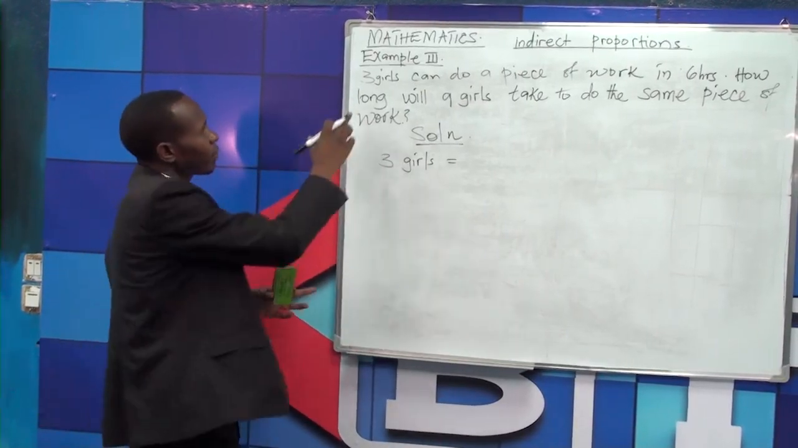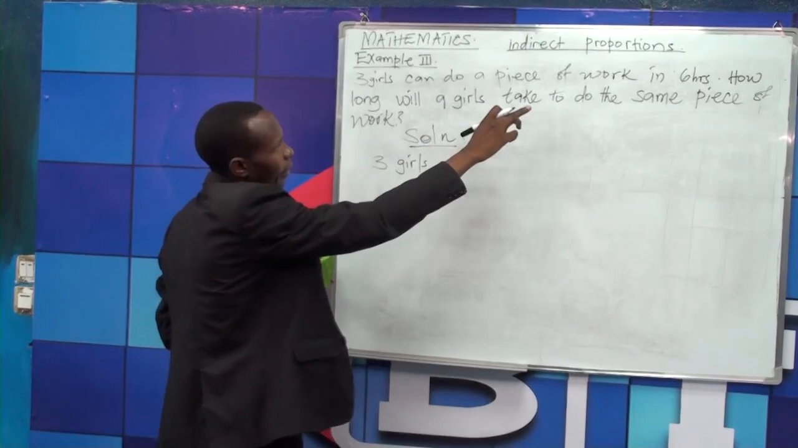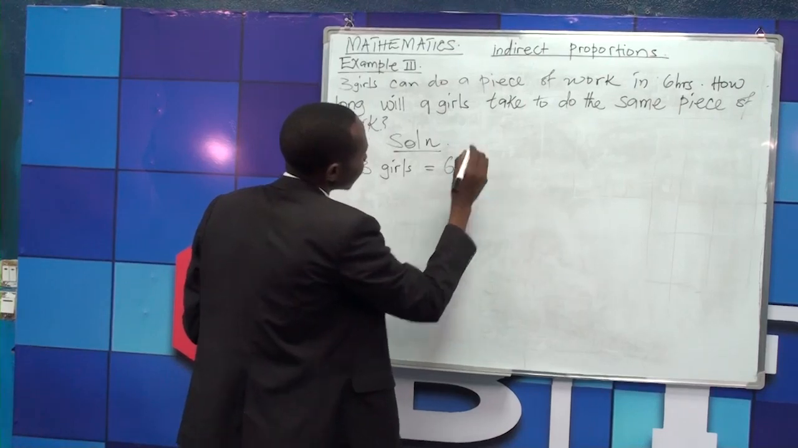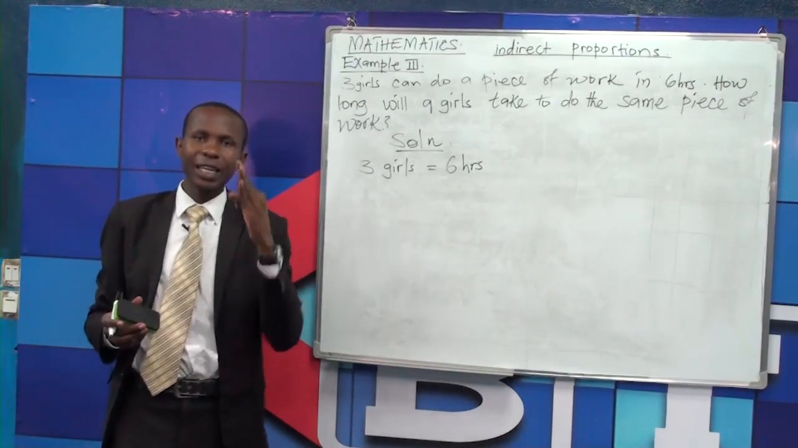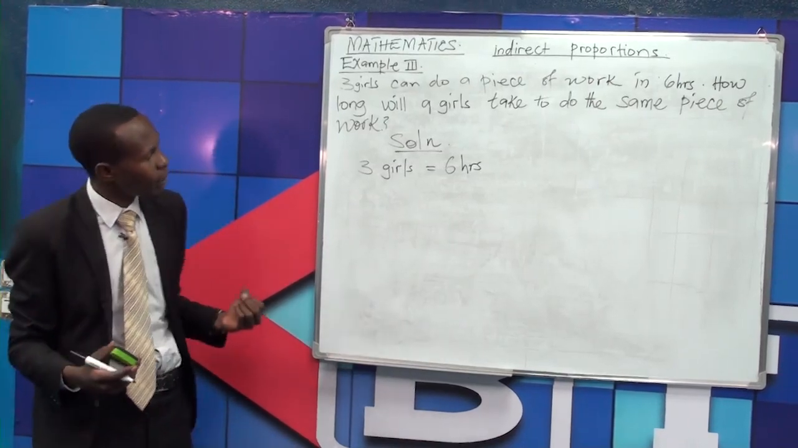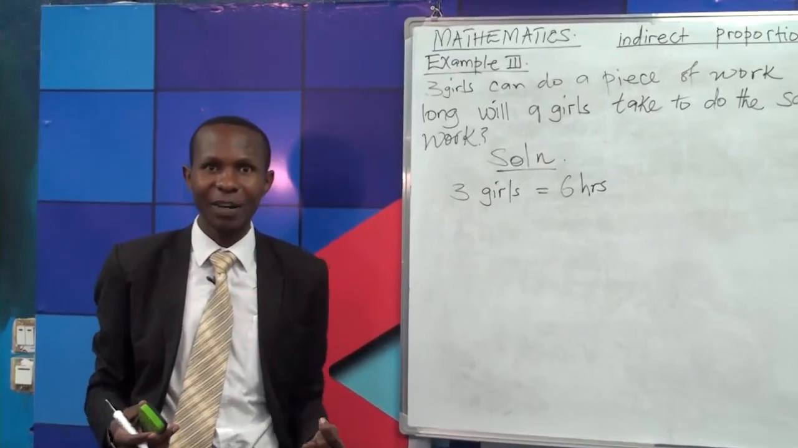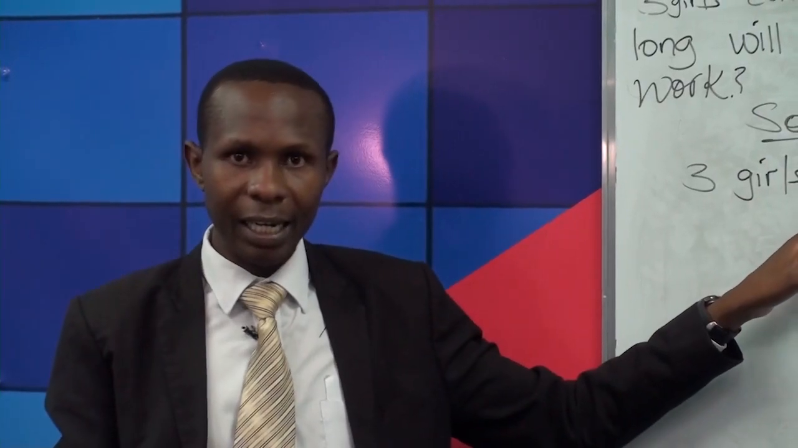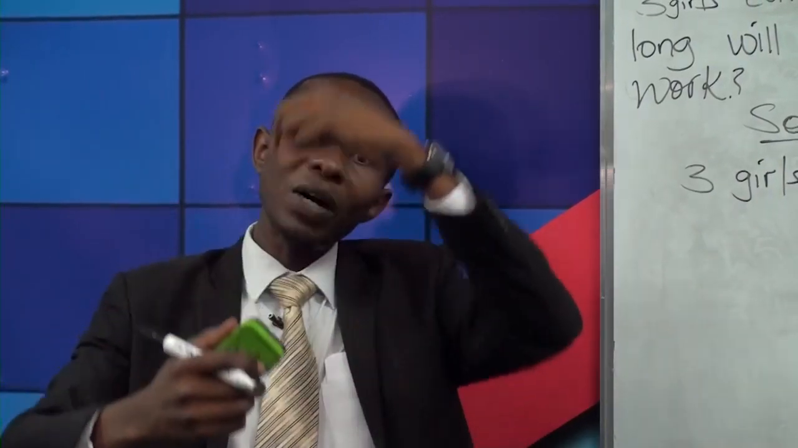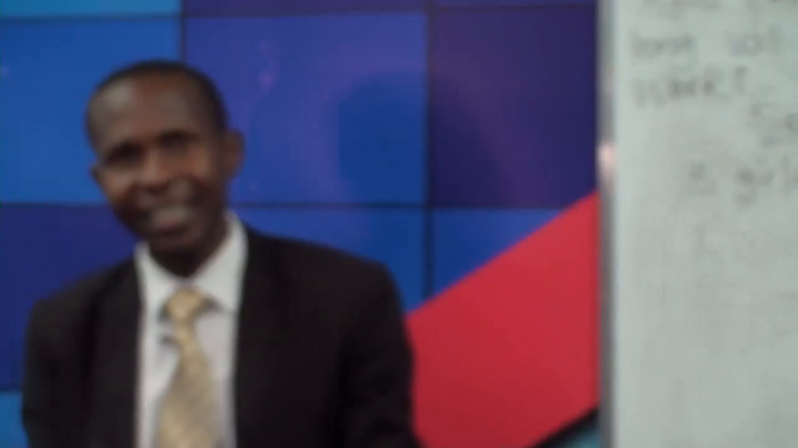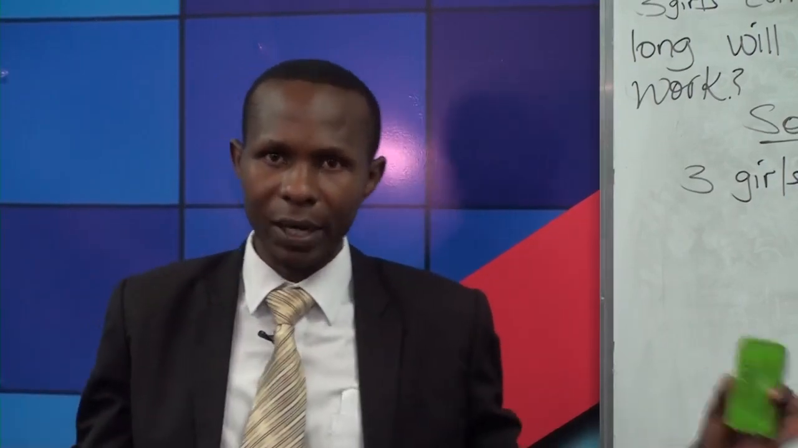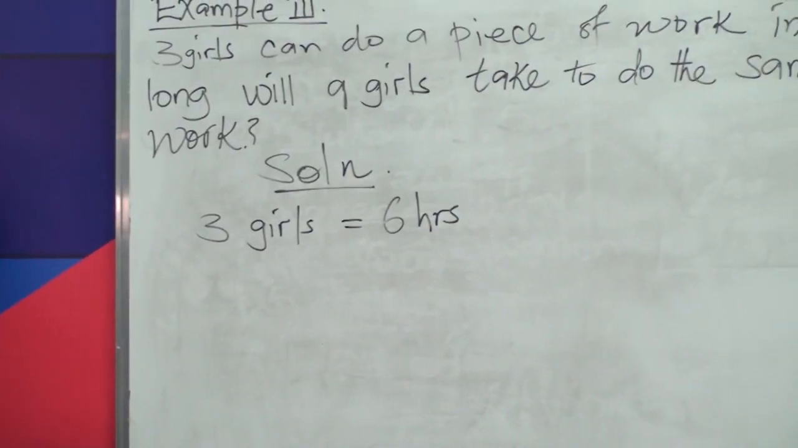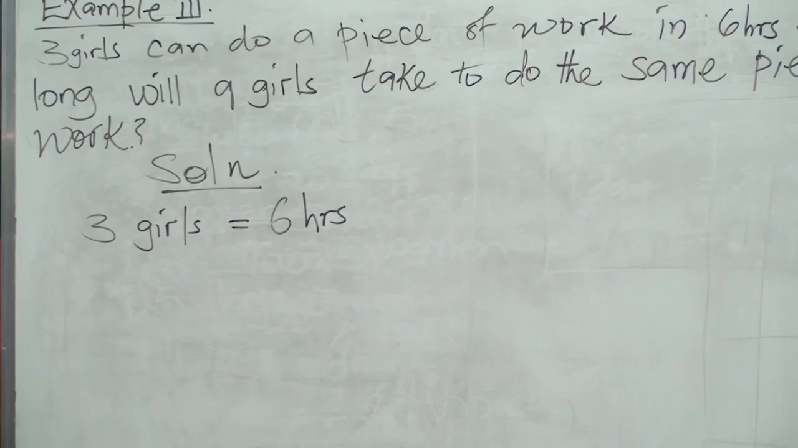So from there, we shall identify the time taken by three girls when they are doing that piece of work, and that is 6 hours. If they are three, they will take 6 hours. What about if it's only one person? We need to identify that also. What about if it's one person? Do you think the number of hours will increase or it will come down? When they are three, they are using 6 hours. What about when it is only one person? We want to identify the number of hours that one person can use to do that piece of work alone.